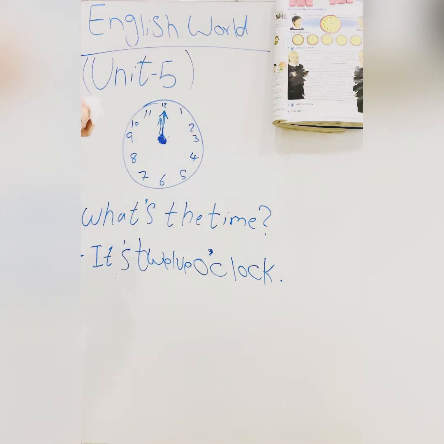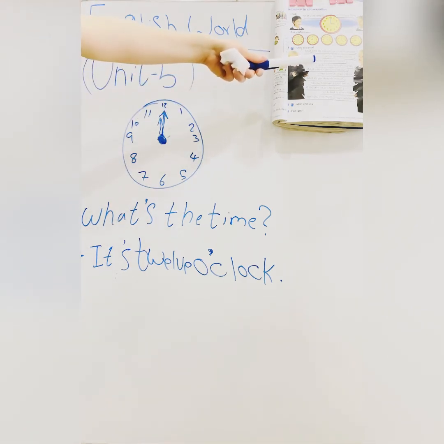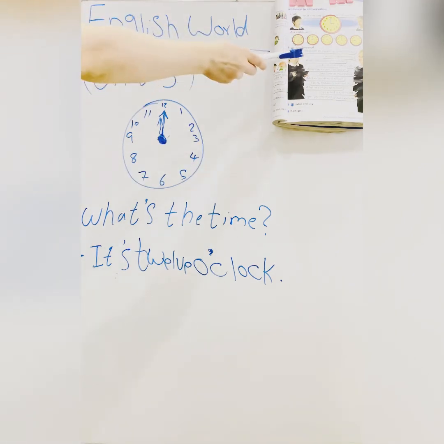So whenever we want to ask about the time of someone's daily routines, we have to ask like that. For example, we say, "What time do you...?" With you, we use do. We ask with do.